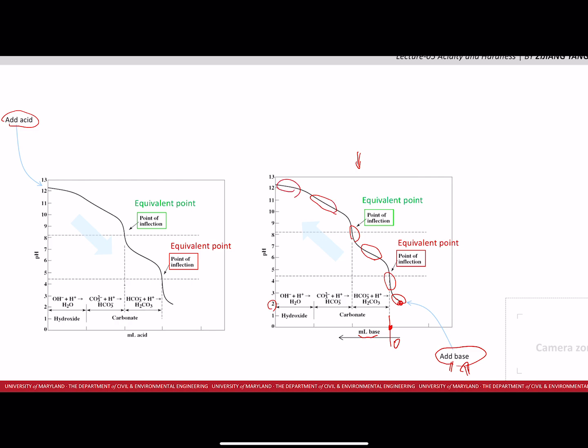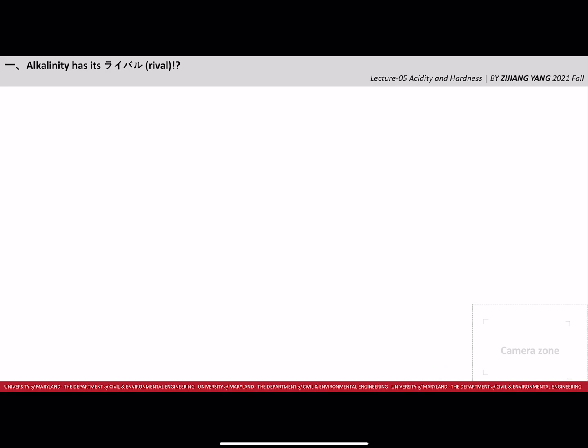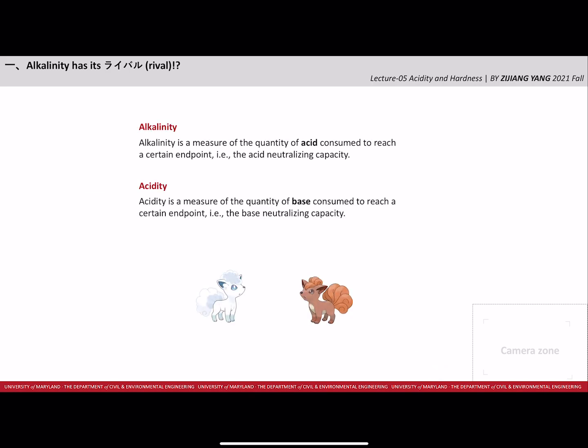So when we add acid, it will go like this. But if we add base, it will go like this. And again, we have 2 equivalence points, these 2. And these 2 equivalence points correspond to different acidity points. So here I want to introduce the concepts of acidity. I also list the concepts of alkalinity.